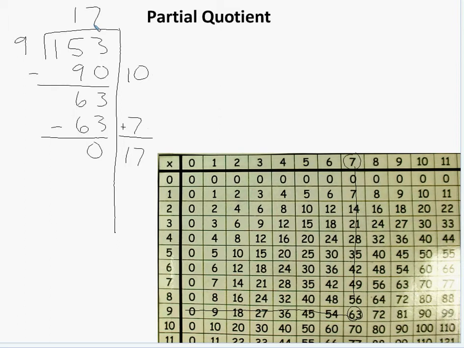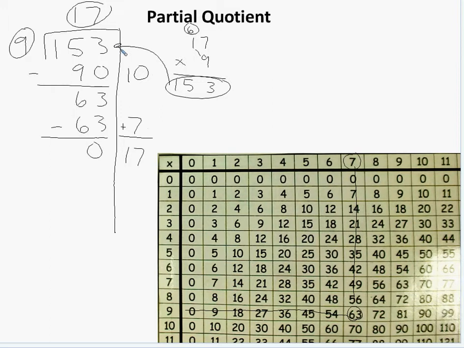And just like I said before, we're always going to check. So 17 times 9. We check by multiplying our divisor and our quotient. 9 times 7 is 63. And then 9 times 1 is 9, plus 6 is 15. And this equals this, so that means we did it correctly.